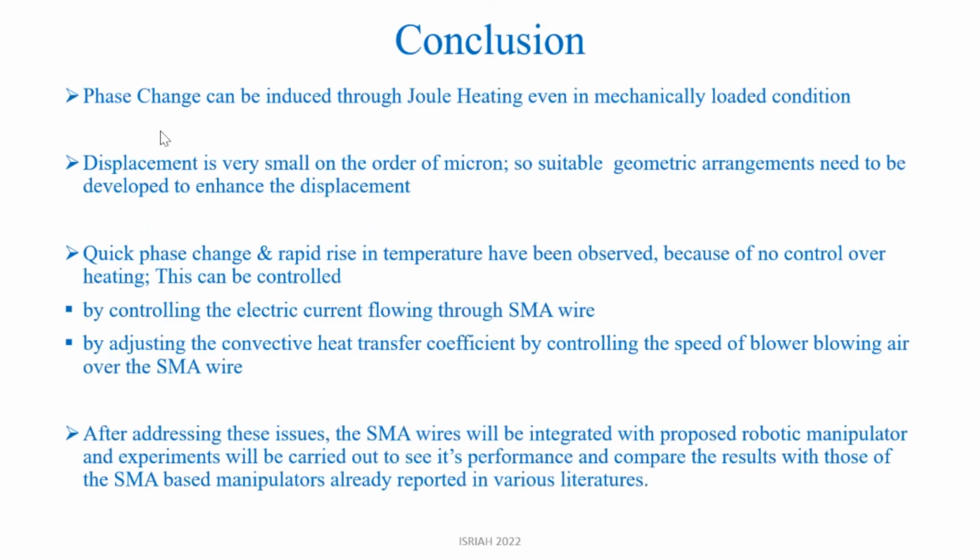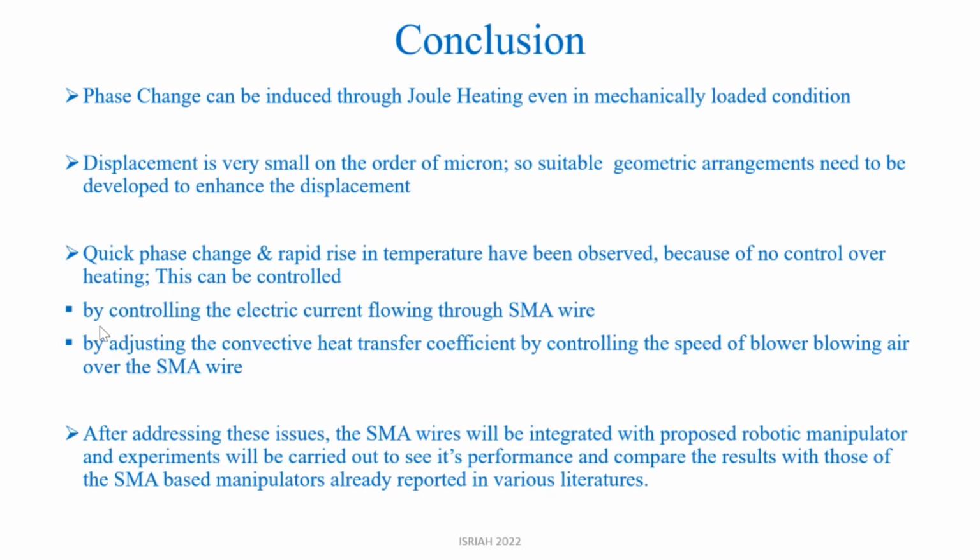So the conclusion is that even in the presence of Joule heating and complex loading conditions, the phase change can be induced using Joule heating. But the displacement found here is very small, on the micron scale, maybe due to the stress applied. So suitable geometric arrangements need to be developed to magnify the displacement. Quick phase change and rapid rise in temperature have been observed because there was no control over the heating, because we could not control the voltage applied.